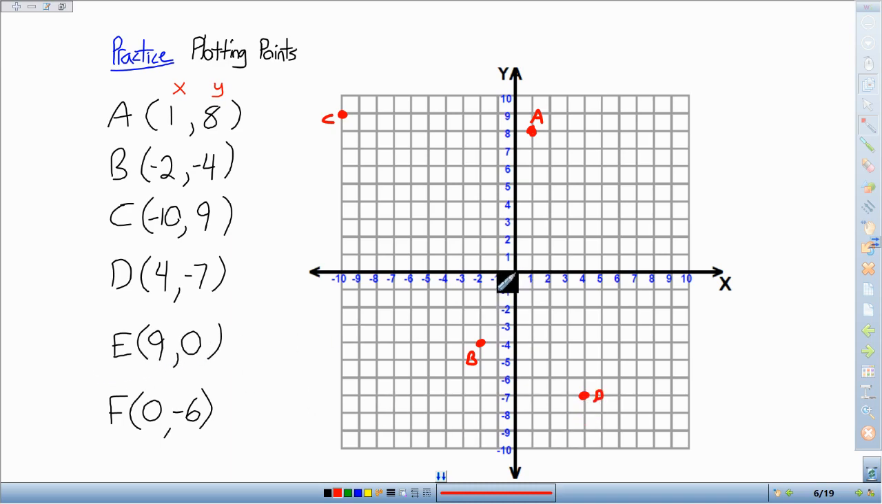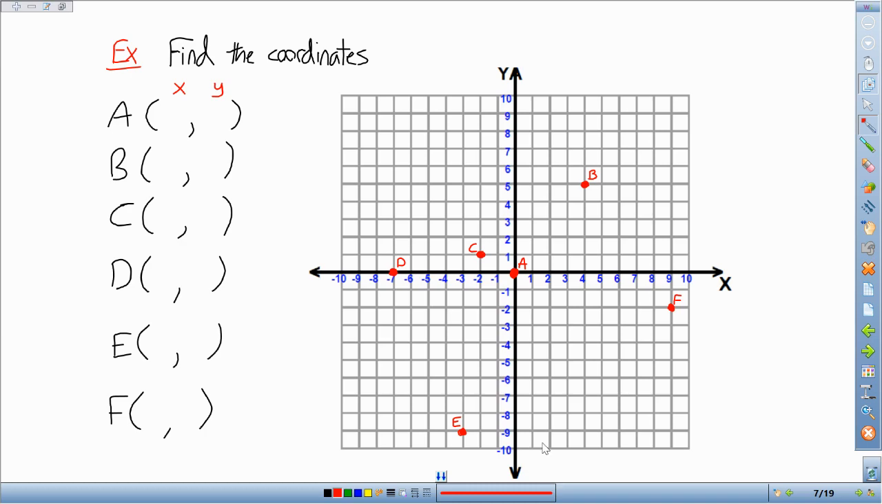E, 9, 0. To the right 9, up and down 0. And F, 0, -6. That means left and right 0, down to -6. Okay, so just double check your points are exactly where mine are at. If you mixed up some things, just make a mental note. Try not to do it in the future.